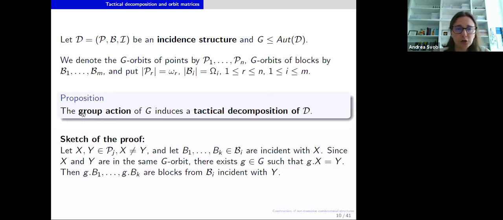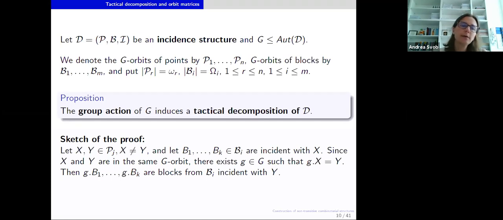And we have the following proposition. The group action of G induces a tactical decomposition of D. And this is one very, very important property that will be crucial for the next slides that I will show you. So actually, if you have a group action, this will lead you to a tactical decomposition. How can we prove that?